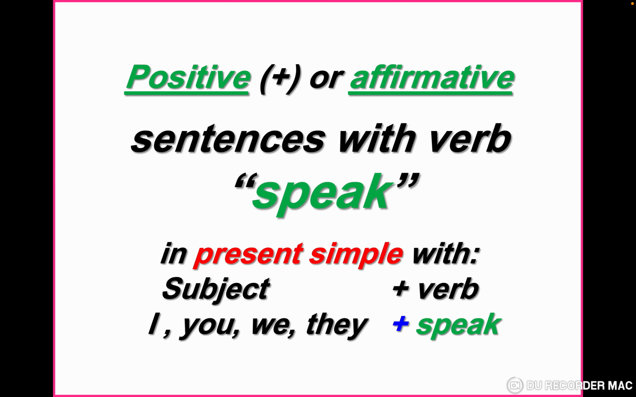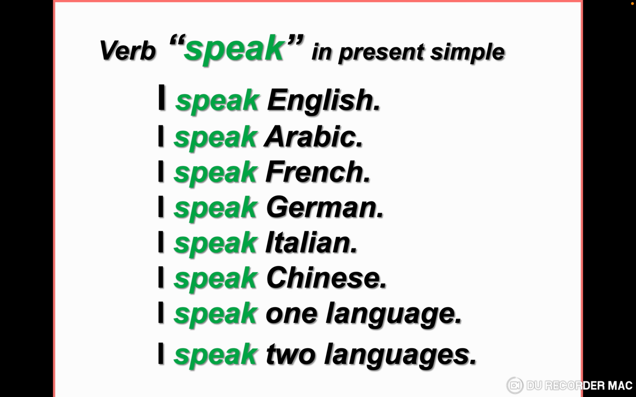Positive sentences or affirmative sentences. I speak English. I speak Arabic. I speak French. I speak German. I speak Italian. I speak Chinese. I speak one language. I speak two languages. So students, they say I speak two language. No, I speak two languages. So this is the positive form. Let's go to the negative form.